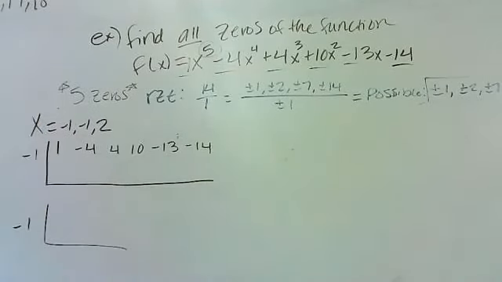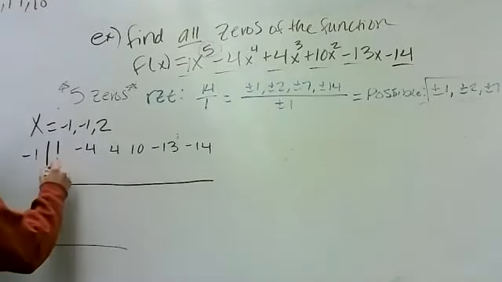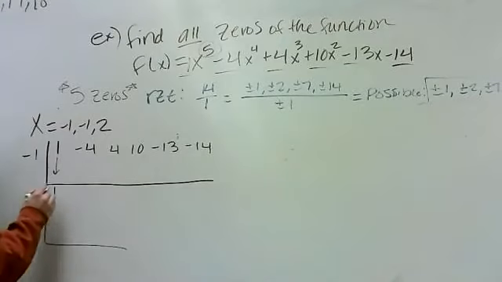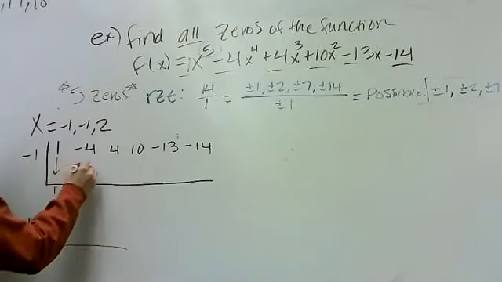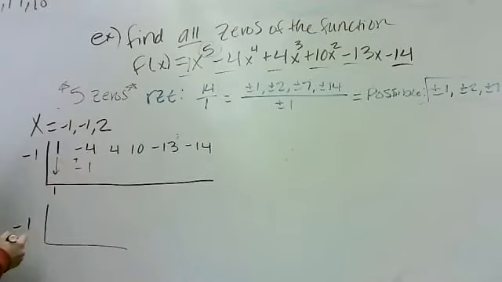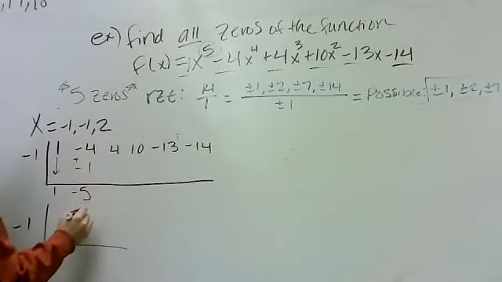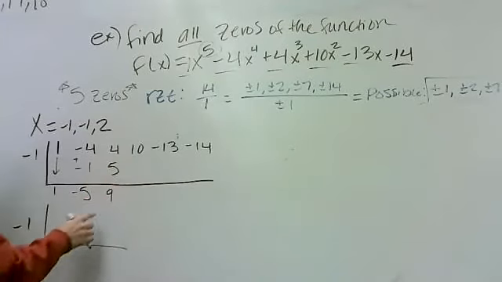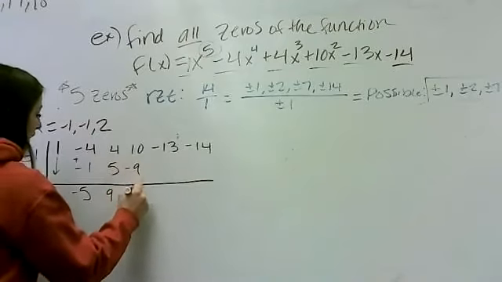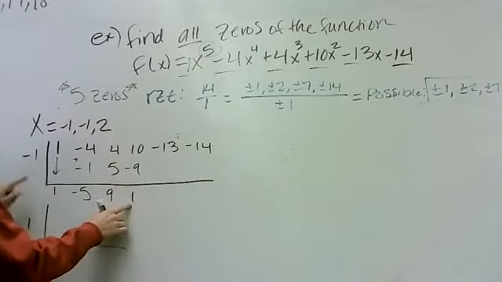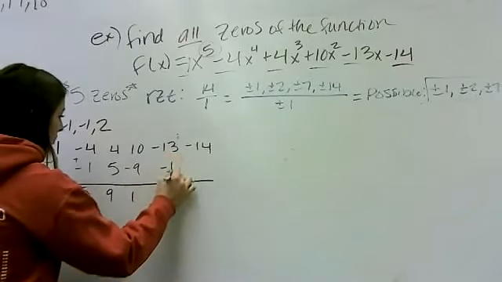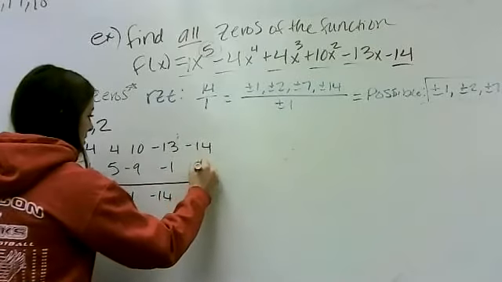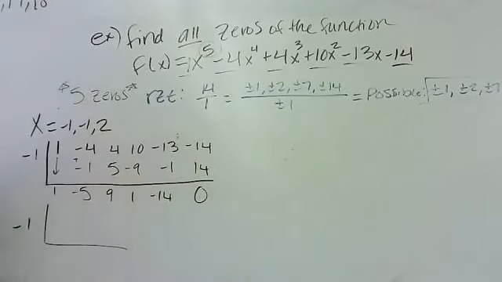The first thing we always do is drop that first number down, whatever number that may be. First number comes down. So 1 times -1 is -1. We now add those two numbers up to get -5. -5 times -1, +5 brings me 9. 9 times -1, -9, add those up, we get 1. 1 times -1, -1, add those up, -14. Negative times negative makes a positive 14, we get 0.